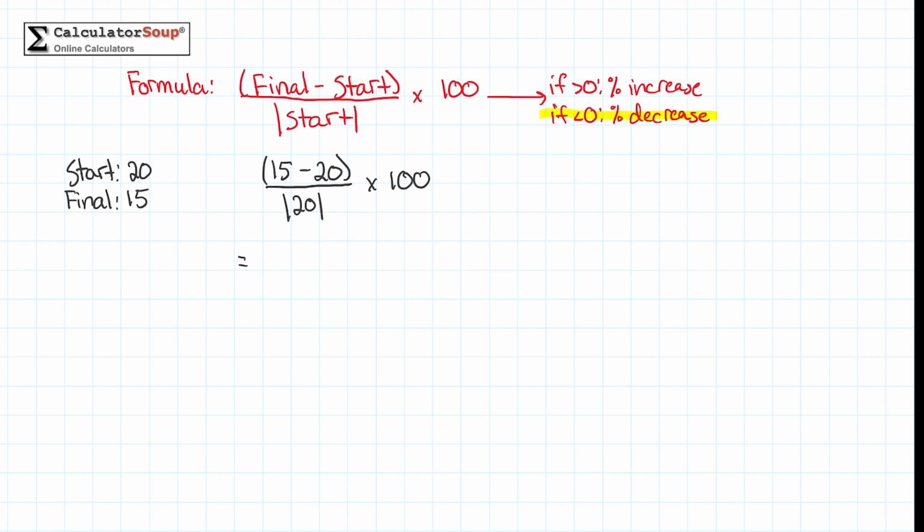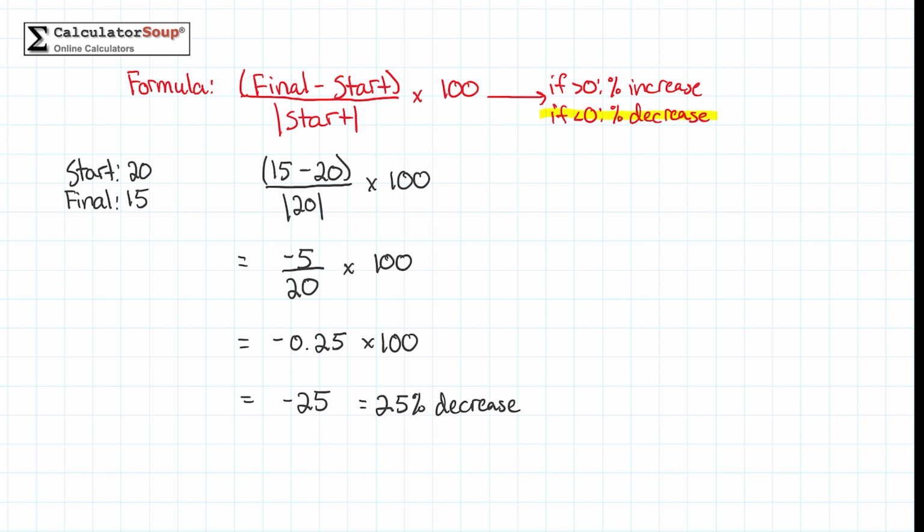First, subtract 15 minus 20 to get negative 5. That goes over the absolute value of 20, which is 20, times 100. Next, let's do negative 5 divided by 20 to get negative 0.25 times 100. Lastly, negative 0.25 times 100 is negative 25. This answer is negative, so our percentage decrease is 25%.